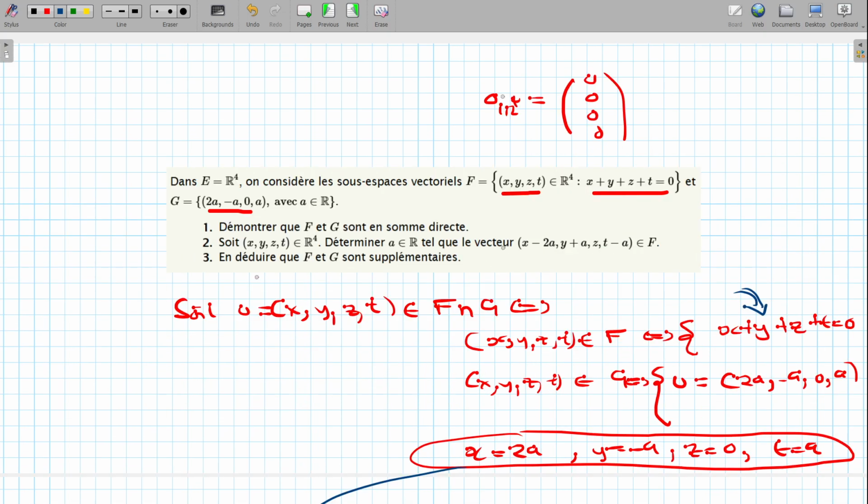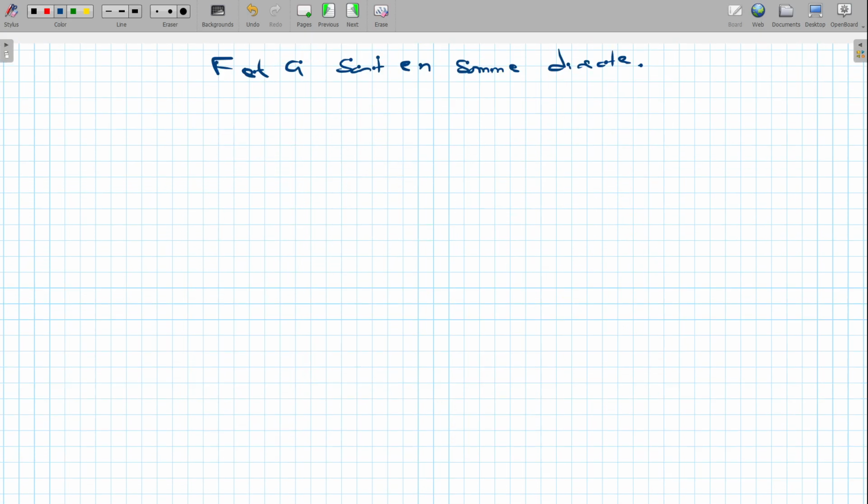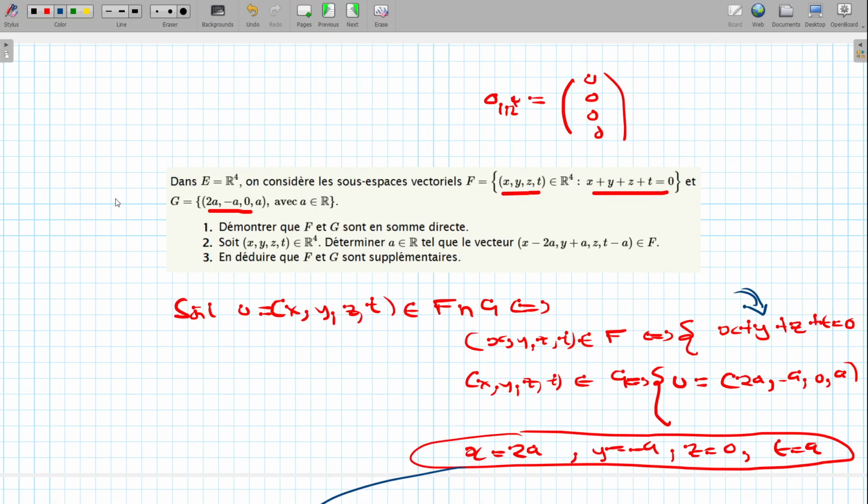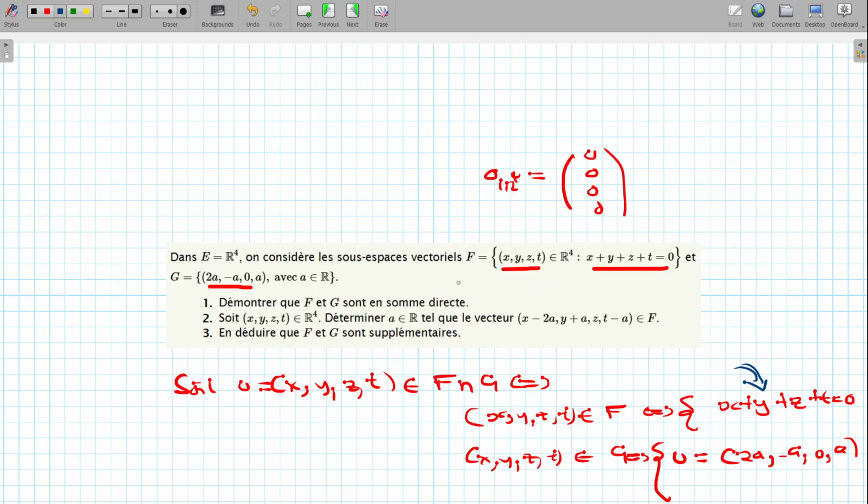Good. Exercise number 2. Let (x, y, z, t) be a vector in R4. Now we're asked to determine the value of a such that the vector (x minus 2a, y plus a, z, t minus a) is a vector in F. So find the value of a such that this vector that we have here is going to be an element of F. This is also an easy question. Why is it easy? Because we already know the condition that a vector must satisfy to be in F.